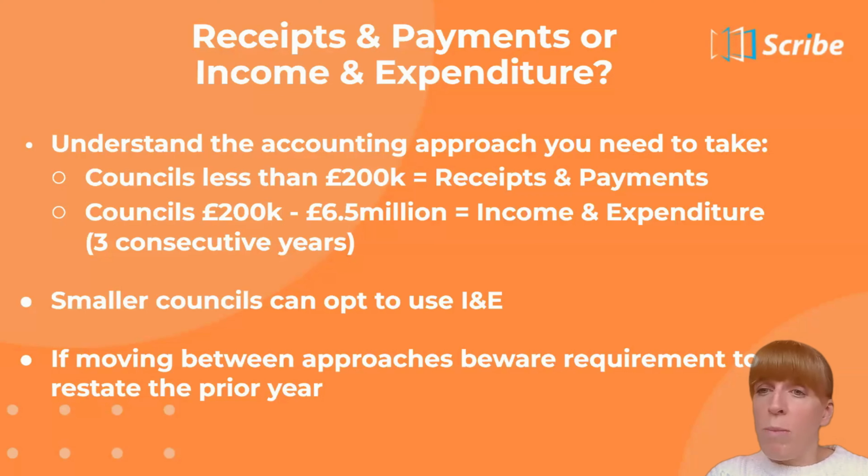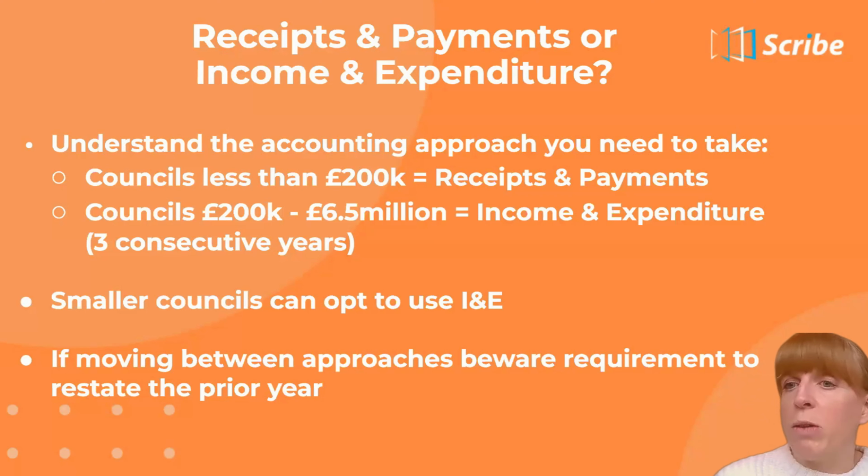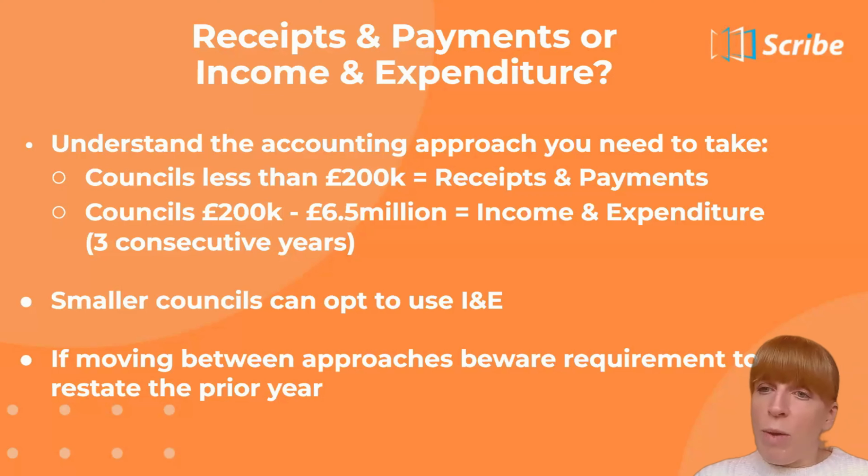So it might be a scenario that maybe you go over 1 year because you've had a large grant come in or some SIL money, for example. But if you've not remained over that level for 3 consecutive years, you wouldn't need to move to income and expenditure. Having said all that, you can be a smaller council and you can opt to report using income and expenditure as your accounting approach. That again can often be if the councillors or the council has got a strong financial background, and may opt to use that option. So again, it's important to be aware of which accounting approach you are using to complete the accounting statements.